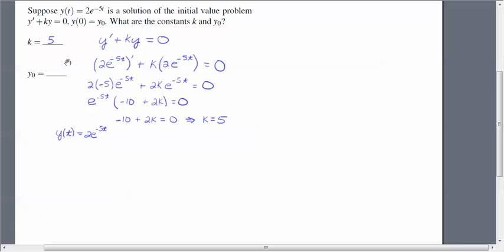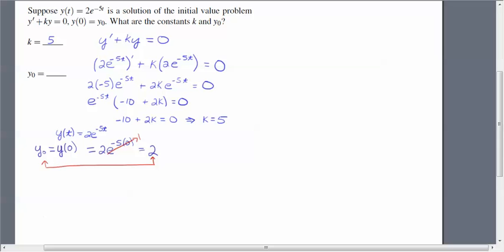Now that we've solved for k, we're going to find out what this initial value is. Okay, so keep that in mind. We'll store that information. And now we're going to use the initial value, so we're going to plug in t equals 0. When we plug in t equals 0, on the one hand, we were given y naught. On the other hand, we plug it into the solution, the 2e to the minus 5t. And remember that e to the 0 is 1. So that implies that y naught is equal to 2.